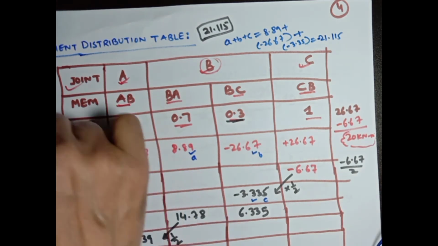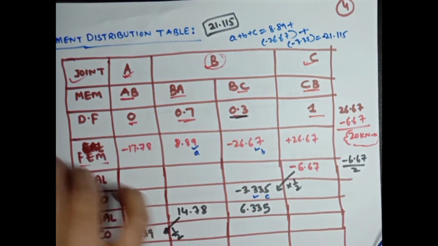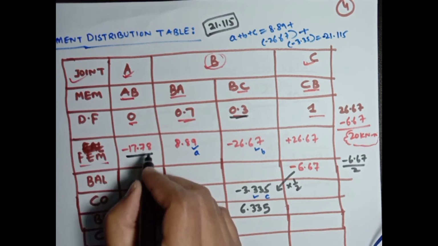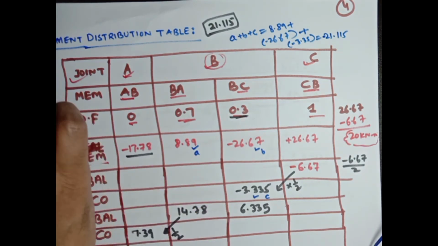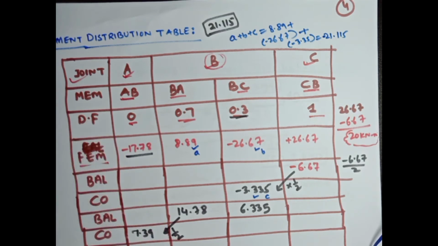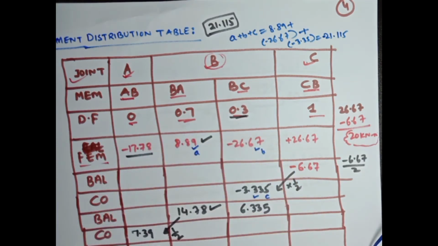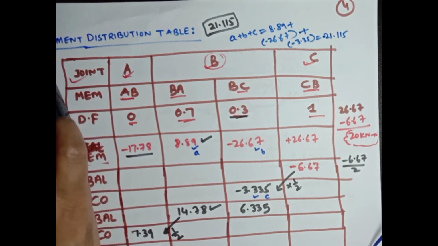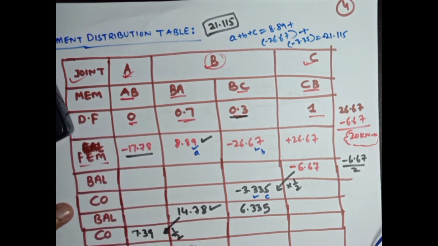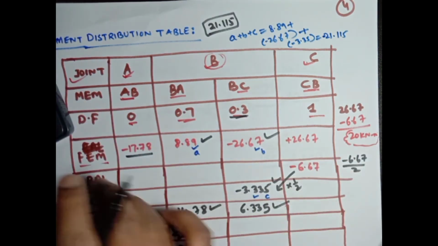Now we need to add all these moments. Adding this and this, we will be getting minus 17.78 plus 7.39 will give a moment value of minus 10.39. Now adding this one and this one, just add 8.89 plus 14.78, we are getting a value of 23.67. And here we are going to add this one and this one.